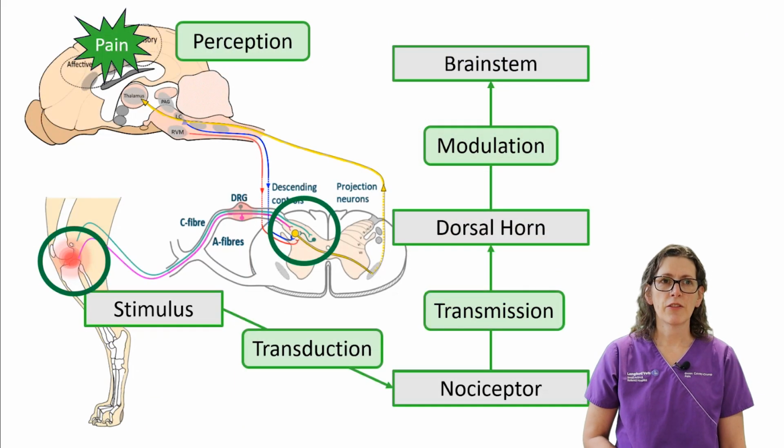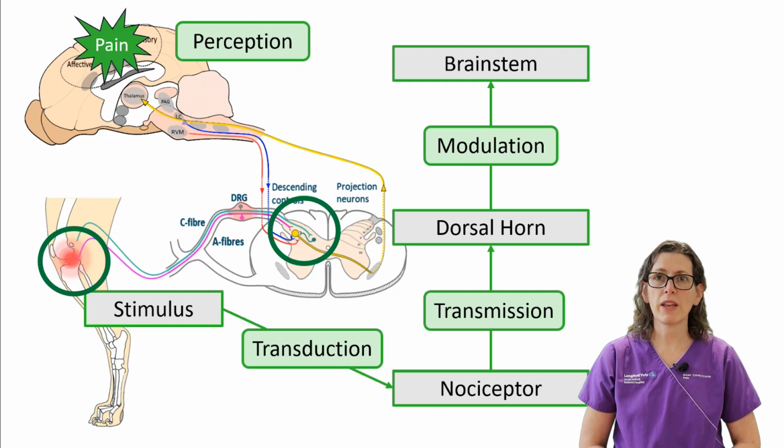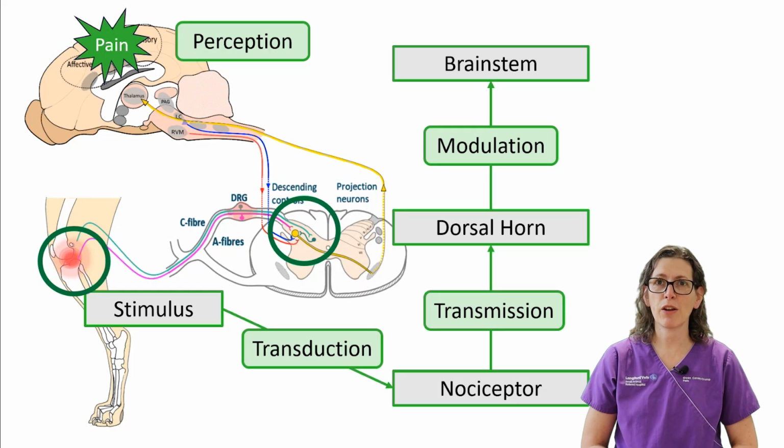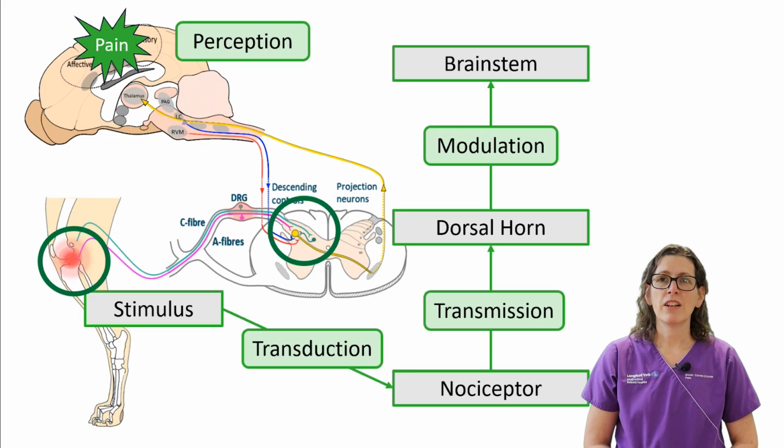In this slide, I've tried to illustrate what's going on physiologically. So we have a stimulus such as might occur in osteoarthritis, which is subsequent, for example, to the instability of a joint that's caused by a cruciate ligament injury that's not been treated. We see local release of neuroinflammatory mediators which sensitize the nociceptor.